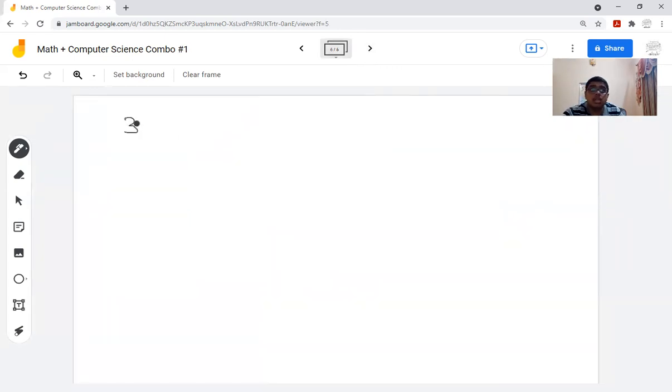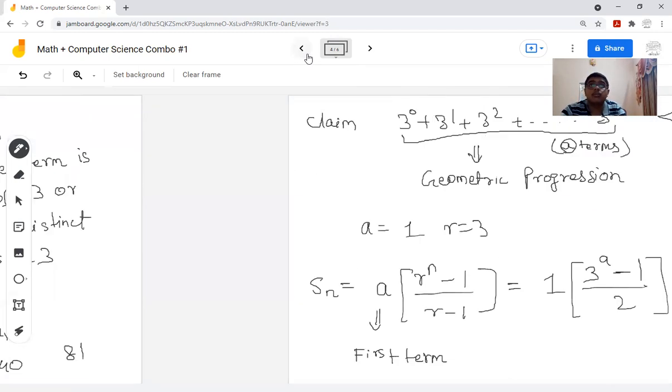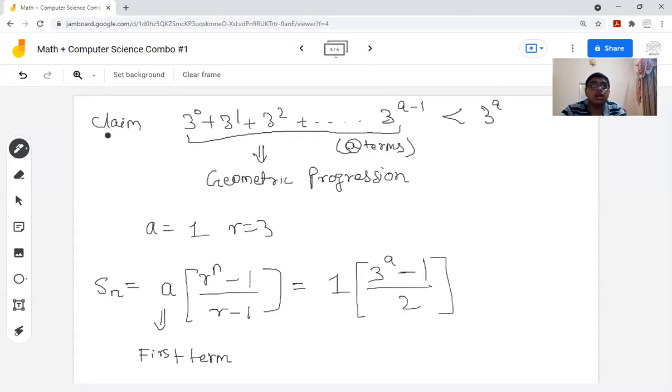So what can I say about 3 power a minus 1 divided by 2? I can split it as 3 power a by 2 minus 1 by 2. And don't you think that this is actually less than 3 power a by 2? Yeah, it's obvious. And this is less than 3 power a, because which is larger, half of a number or the number itself? The number itself, right? So thus, we have proved our claim. This was our claim, and here is the proof.